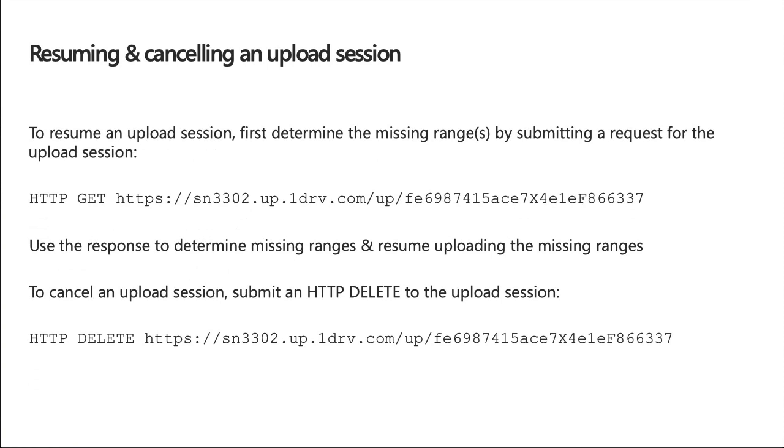Now, upload sessions can be resumed in scenarios where the session was interrupted or paused. To resume an upload session, you first determine the missing range by submitting an HTTP GET request to the upload session, and that's going to return the same type of response that was returned when a range is uploaded. Use the response to determine the next part of the file that you should upload.